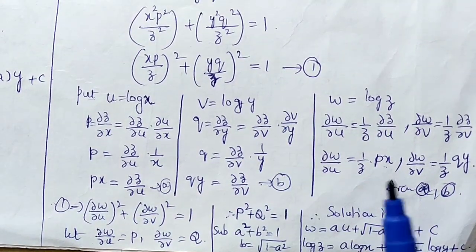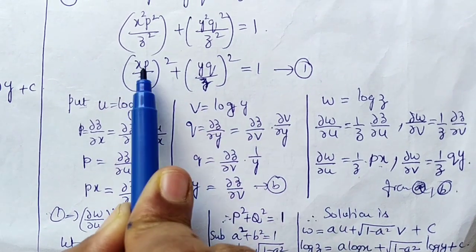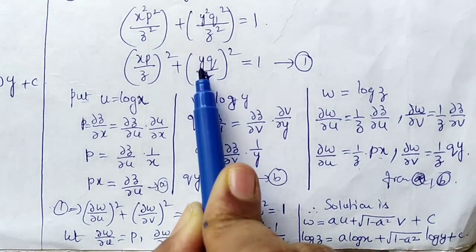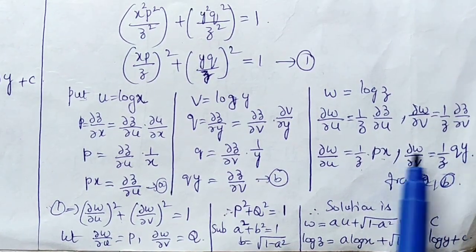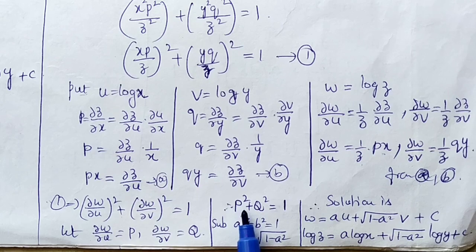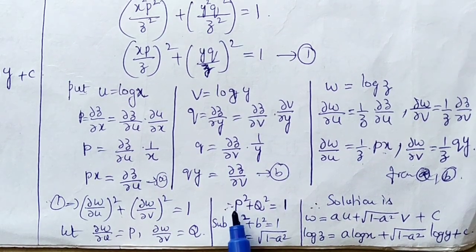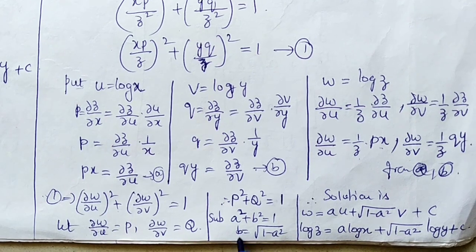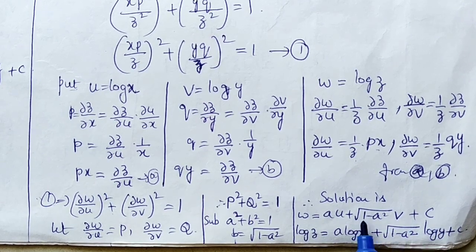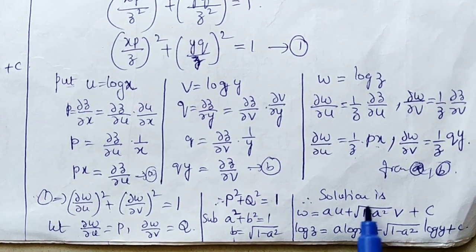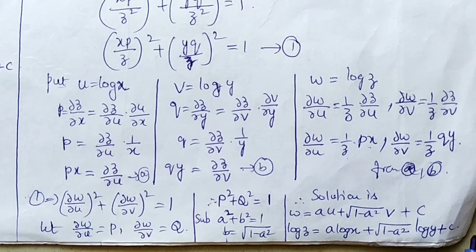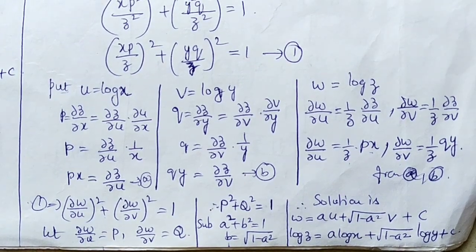Equation 1 implies, what is px by z? Px by z means this one; instead of that you write (∂w/∂u) whole square, plus qy by z means ∂w/∂v, whole square. Assume this as P, assume this as Q. So we got P square plus Q square equal to 1. We know the procedure: a square plus b square equal to 1, b equal to square root of 1 minus a square. Therefore the solution is au plus bv plus c, where b means square root of 1 minus a square, plus c. So w, v, u are your assumptions; substitute them here. This gives you the solution. This is type 1 problems.